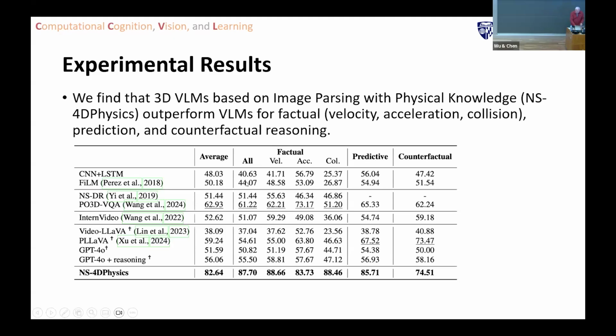Sometimes on counterfactuals, this LLaVA thing didn't do too badly. We're not quite sure why, but then these are big data set methods. So if they work, you don't really know why. And if they don't work, you don't really know why either.